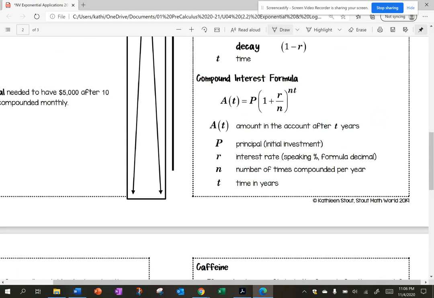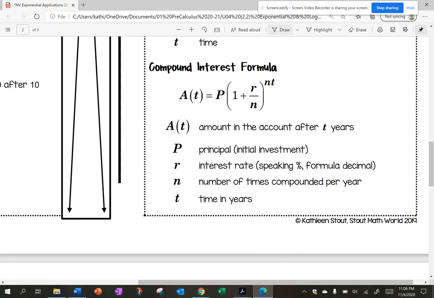Okay, so my compound interest formula is A sub t equals P times the quantity 1 plus r divided by n, raised to the power n times t, where A sub t is the amount in the account after t years, P is my principal or my initial investment, r is my rate of interest. Again, we speak about this in percent, but we use a decimal in the formula. n is the number of times I compound per year, and t is the time in years.